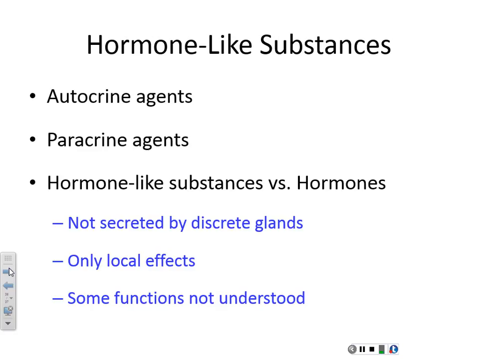Then the last thing I want you to be able to do is compare the hormone-like substances and actual hormones. Hormones are produced by specific glands, whereas the hormone-like substances just come from the surrounding cells, so there is nothing specific. And sometimes the functions of hormone-like substances are not well known. They're not very clear, like the specific functions of hormones. And the very last thing, they only have local effects. Hormones are released into blood, they're systemic, they go system-wide.